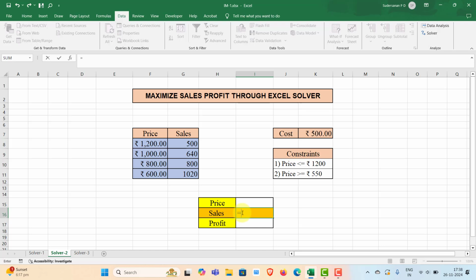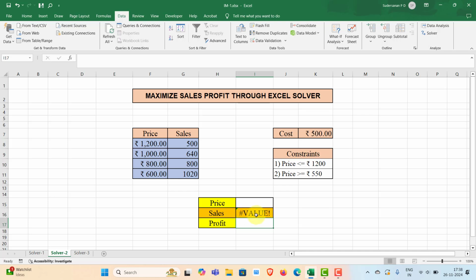So I'll type equal to trend. I'll select trend. So we need to select known Y values. This is sales, comma, known X values, that is price, then comma. So you have to give what price you need to predict the sales. So I'm going to enter the price here. So I'll select this cell, then close the bracket, enter.